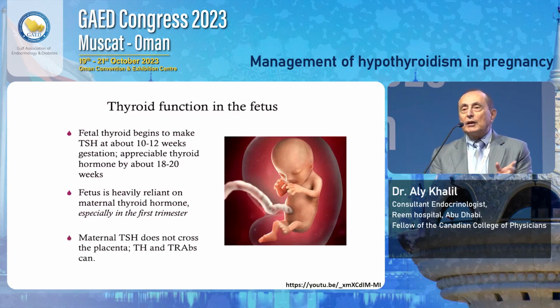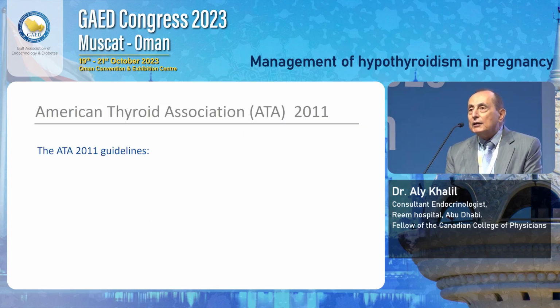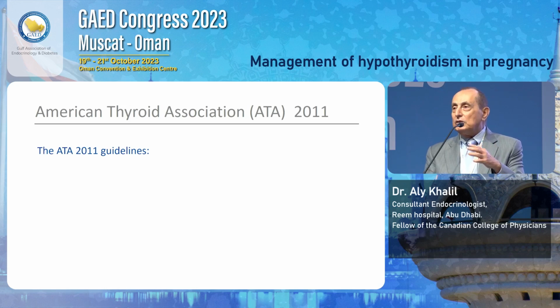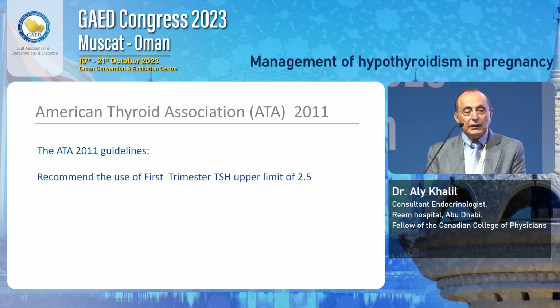So it's relevant to know that maternal TSH does not cross the placenta, but thyroid hormone and thyroid antibodies, specifically thyroid receptor antibodies, do, along with antimicrosomal and antithyroglobulin antibodies. Having said this, since I mentioned there is a change in TSH, lower than we see in the non-pregnant level, what is the normal TSH that has been adopted by the guidelines? In 2011, the ATA suggested that for first-trimester TSH, the upper limit should be 2.5.